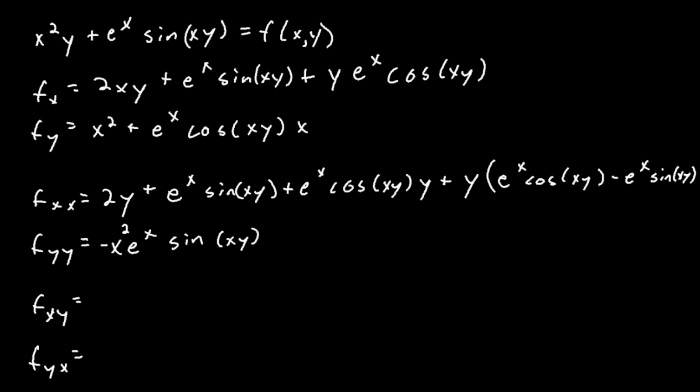But we can derive the x partial with respect to y. Let's try to do that. Let's derive the x partial with respect to y. So we get 2xy. We're deriving with respect to y, so x is treated as a constant. So this derivative is 2x.